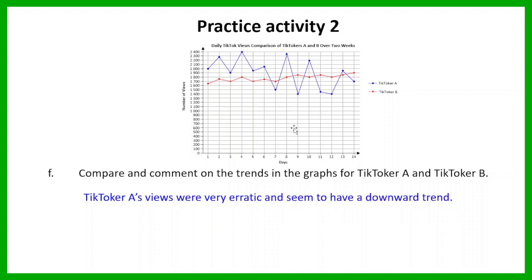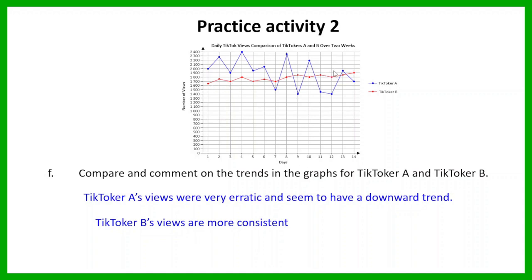Okay, now let's have a look at TikToker B. TikToker B has got much more consistent views. It's not nearly as erratic as TikToker A's views were. It's not jumping around nearly as much. It is still going up and down, but it's not nearly as erratic. It's much more consistent. Okay, so TikToker B's views were more consistent.